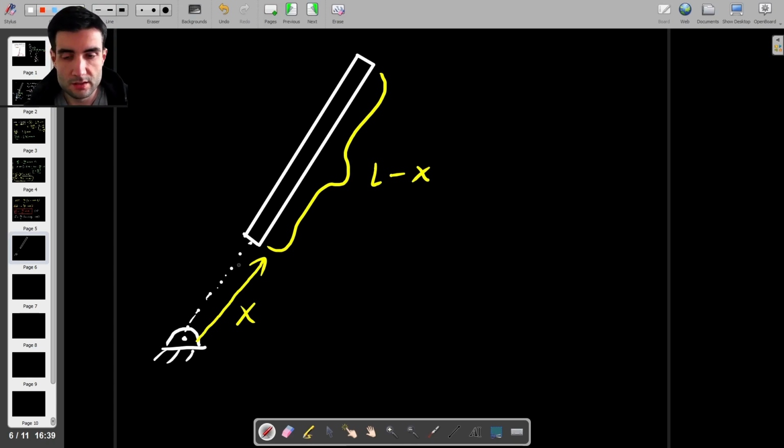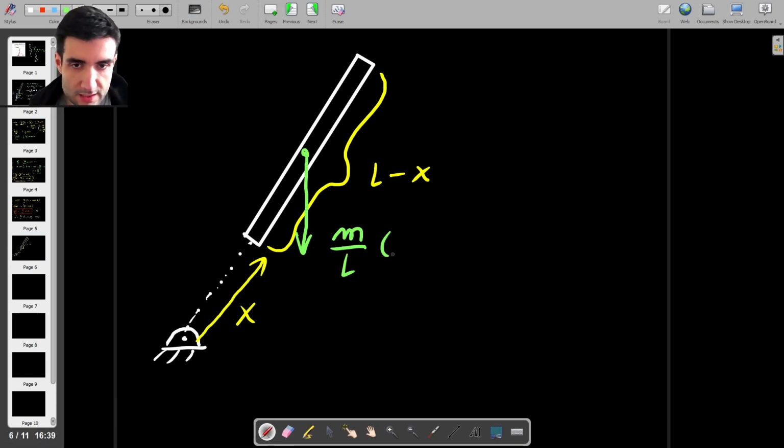So if we separate this section of the bar, we have to add all the forces that are acting on it, right? So first of all, we have the weight, but this is just the weight of this section, not the weight of the whole bar, which, because the bar is homogeneous, is m over L times L minus x times g. Okay, and then here where the section is, we have quite a few things going on.